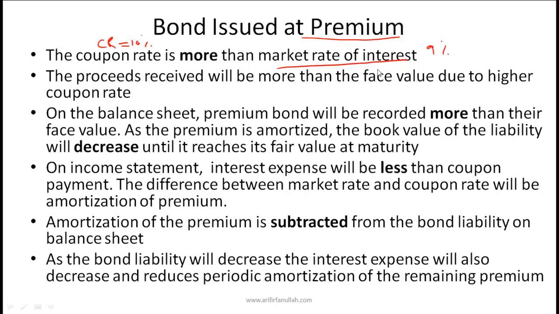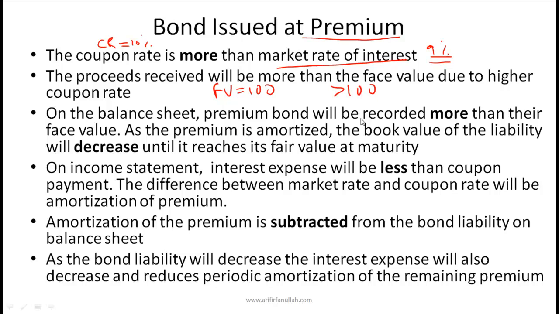This would happen because typically the market for this particular issuer has a very high opinion, credit rating is good, so people are willing to lend money to this issuer at 9%. The proceeds will be more than the face value due to a higher coupon rate. So the way you can think of this is, let's say face value is 100, the proceeds will be greater than 100.